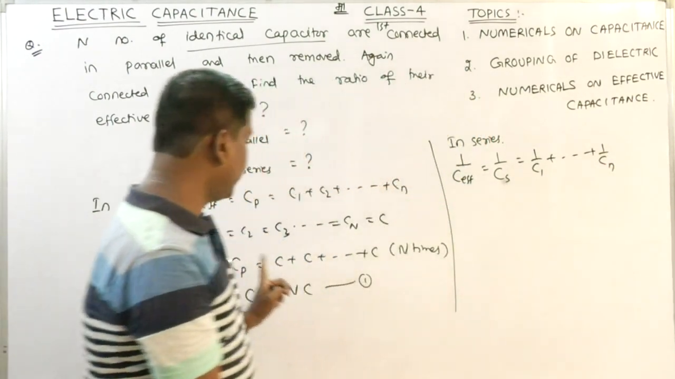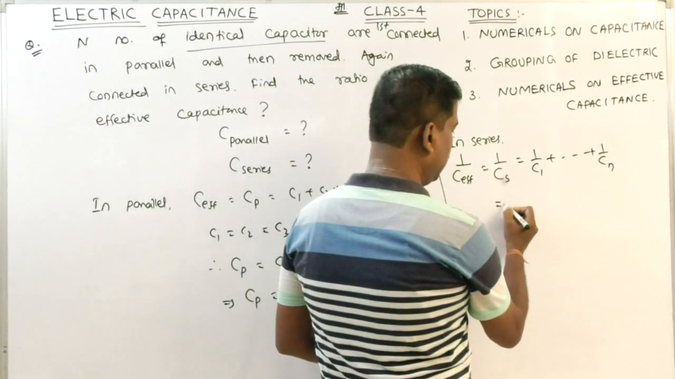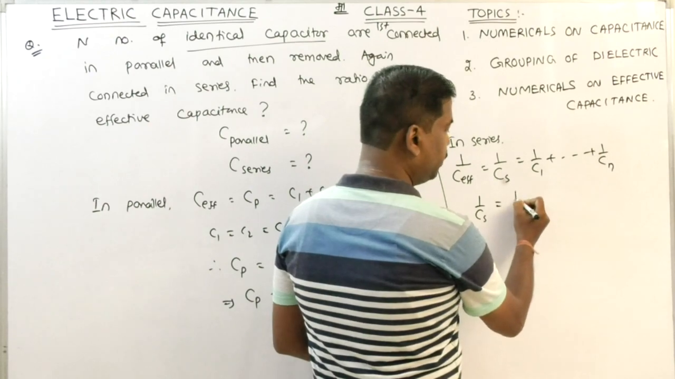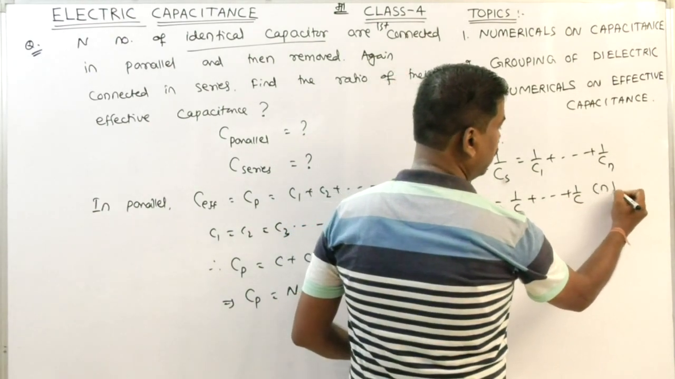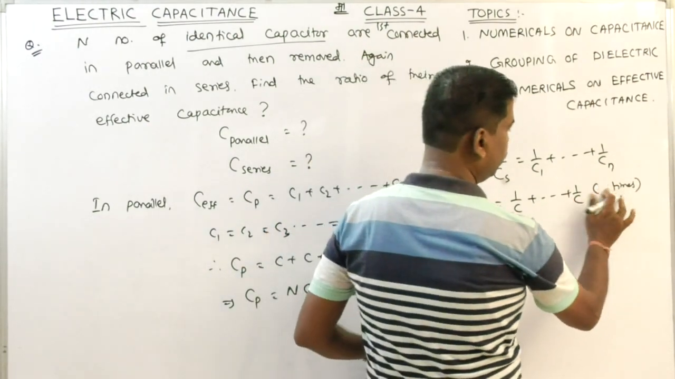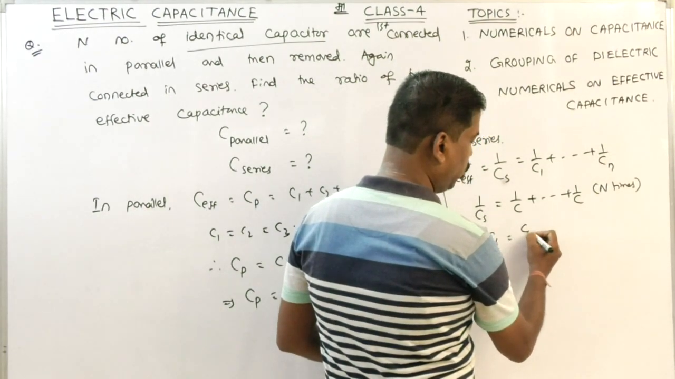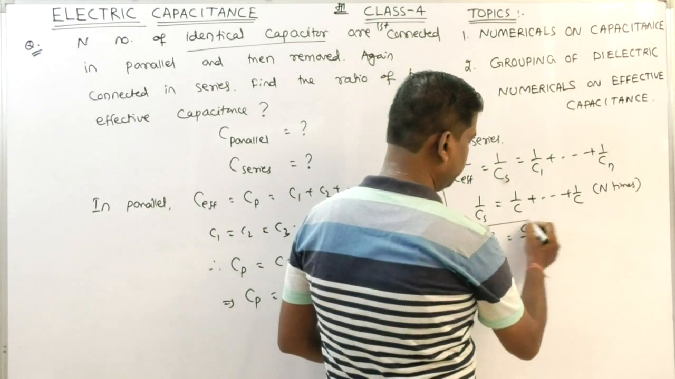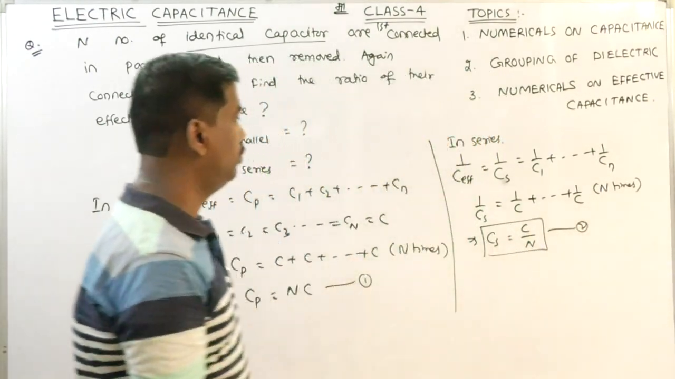up to 1 by Cn. But all the capacitors are identical, having the capacitance C. Then 1 by Cs is found to be 1 by C, n times, and Cs is found to be C by n. This is equation number 2.